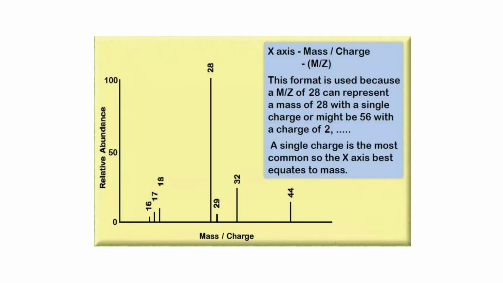So here's a simple readout from the mass spec. The x-axis denotes the mass by charge, m by z values. This format is used because an m by z ratio of 28 can represent a mass of 28 with a single charge, or it might be 56 with a charge of 2, because 56 divided by 2 is 28. So it could just indicate two molecules of the molecular weight 28. A single charge is the most common, so the x-axis best equates to mass.